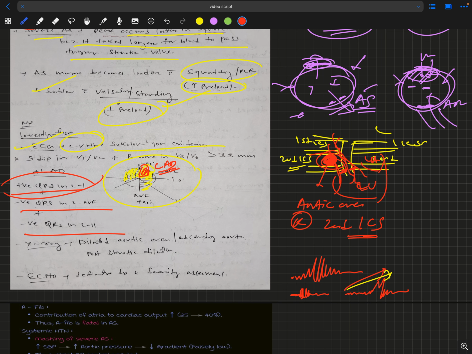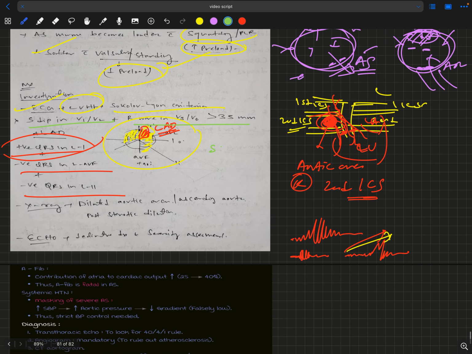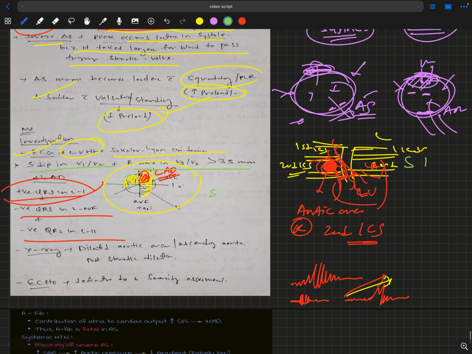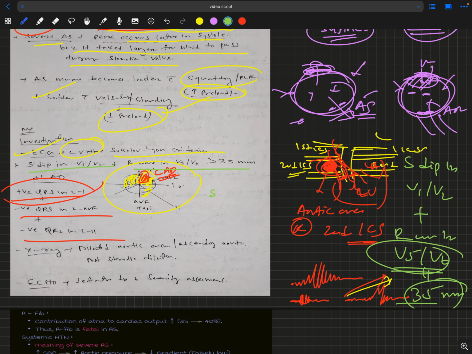So what is the Sokolow-Lyon criteria? The Sokolow-Lyon criteria is S deep in V1 or V2 plus R of V5 or V6. It is more than 35 mm. So S deep in V1 or V2 plus R in V5 or V6 more than 35 mm, along with left axis deviation, stamp it as left ventricular hypertrophy.